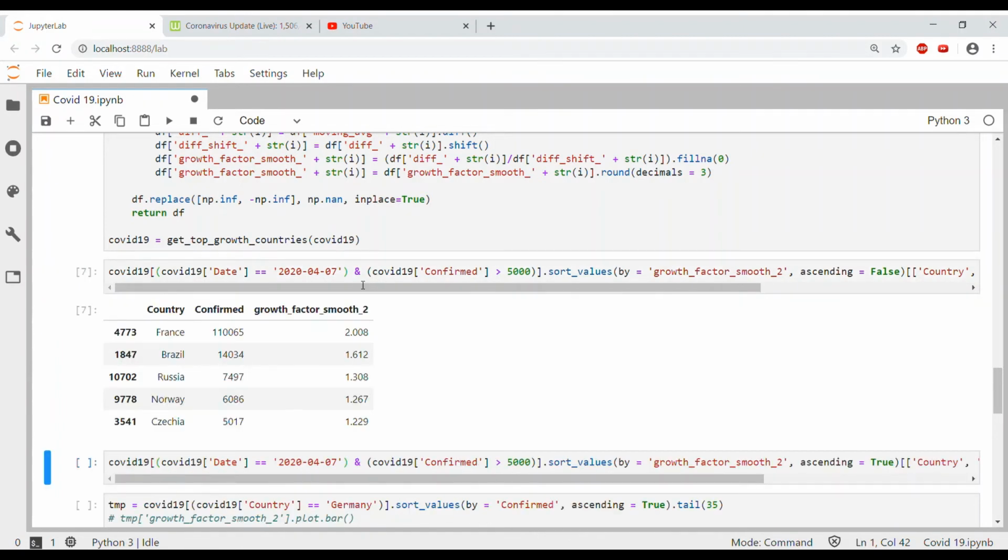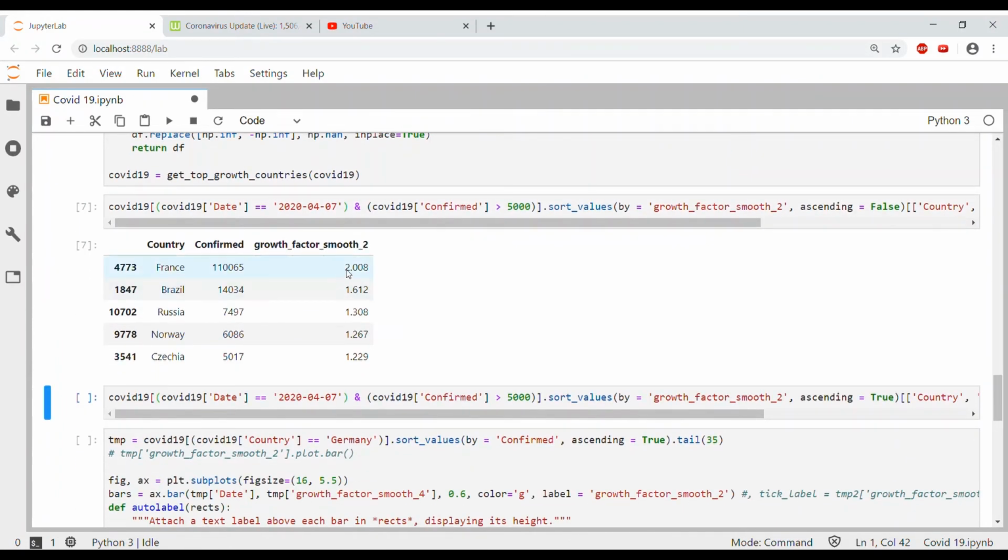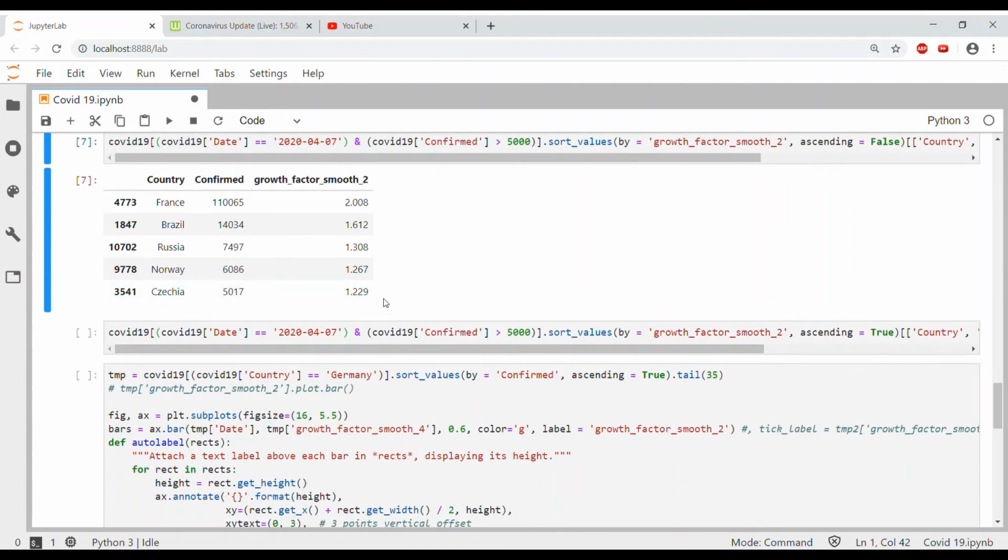So as of 7th April with 3 days moving average, France has the highest growth factor, which is 2, meaning that every day the number of new cases is doubling up. If they have 1,000 new cases today, tomorrow there will be 2,000. Then we have Brazil. This is also a bit of concern, 1.612. Then Russia 1.3, Norway 1.26, and Czechia has 1.229. So in these countries, the virus is spreading rapidly, or at least that's what the test data shows.